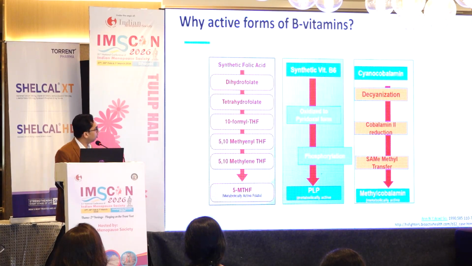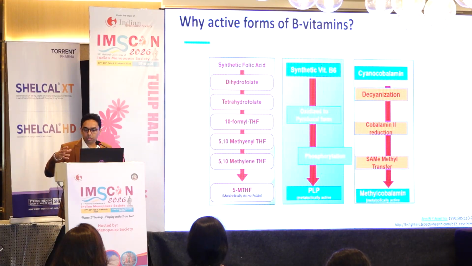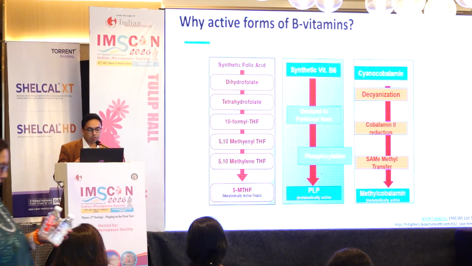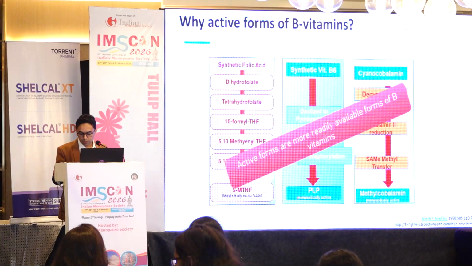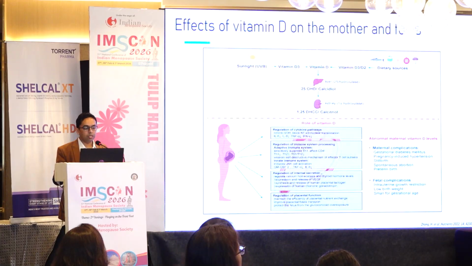And then the active forms of the vitamins are the thing we do give, and they may be more readily available for the body. So for folic acid, we have tetrahydrofolate. For B6, we have pyridoxal 5-phosphate. For cyanocobalamin B12, we have methylcobalamin. But again, this is not too data driven, but that is what we do.